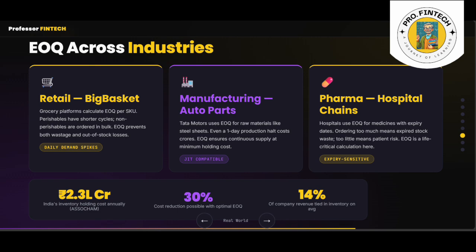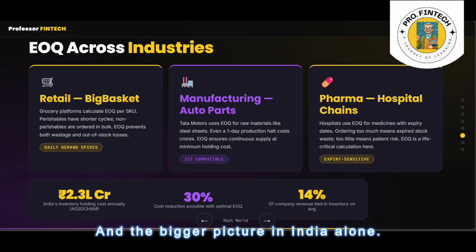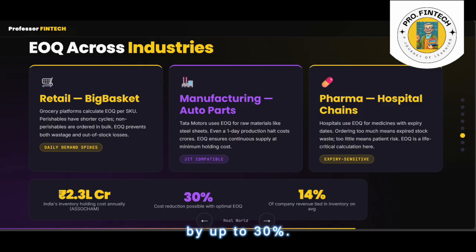And the bigger picture: in India alone, inventory holding cost, by ASOCHAM's estimates, runs around 2.3 lakh crore annually. Getting EOQ right can cut that by up to 30%. That's roughly 14% of average company revenue that's tied up in inventory at any moment. This formula moves real money.